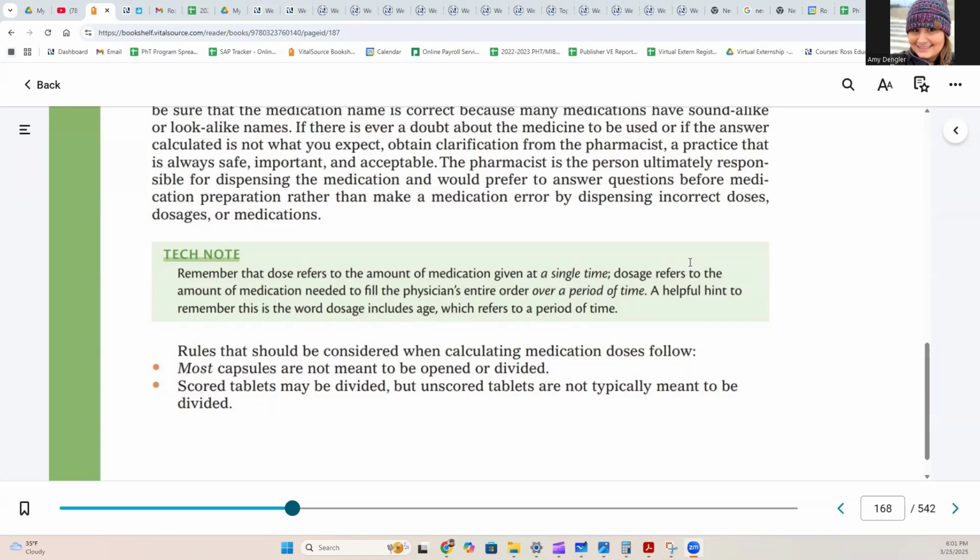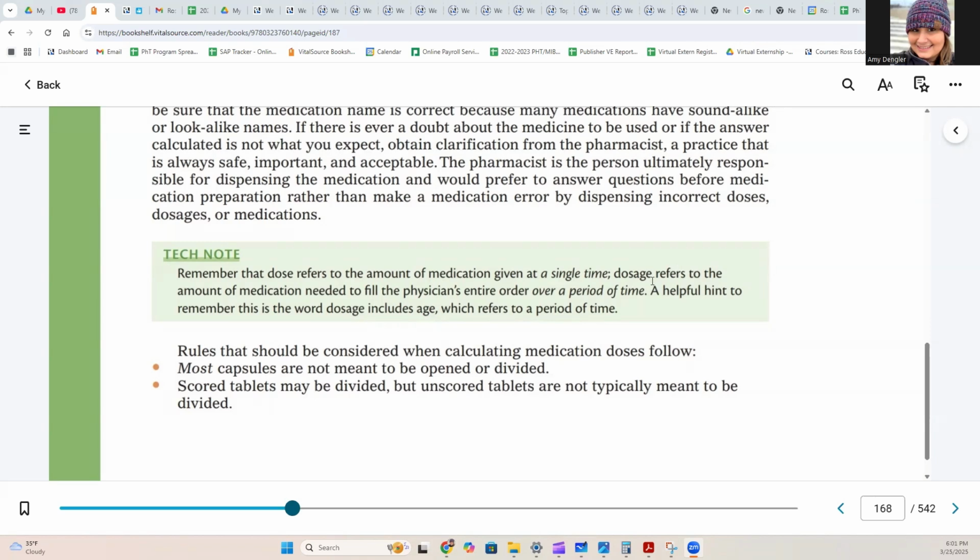And the tech note here says, remember that dose refers to the amount of medication given at a single time. So the medication you're taking right then and there. Dosage refers to the amount of medication to be filled for the entire order from a physician over a period of time. A helpful hint to remember this is the word dosage includes age, which refers to a period of time.